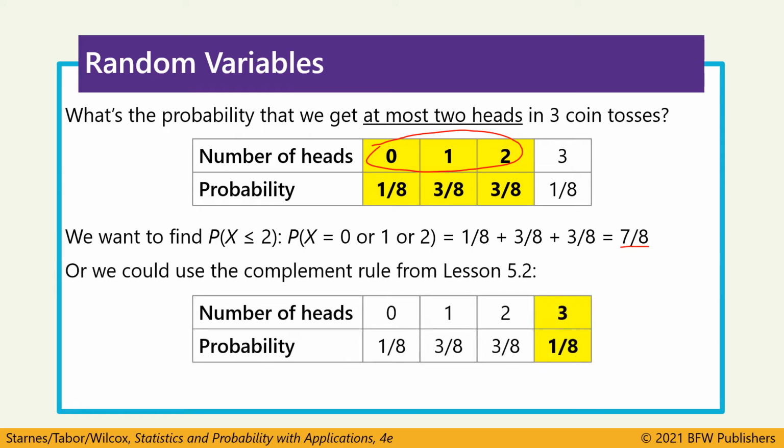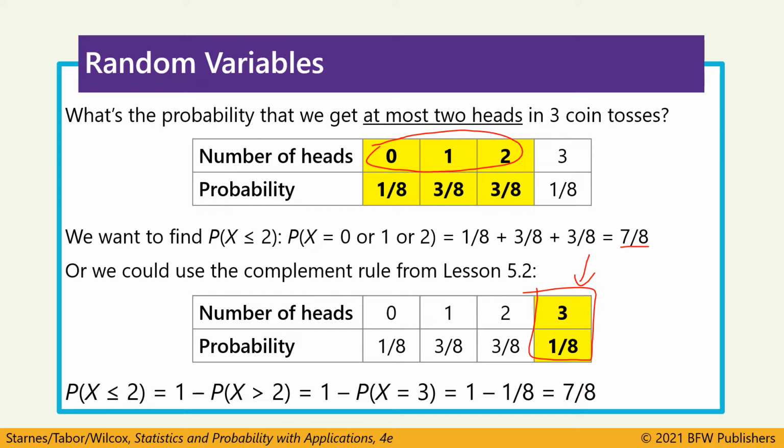Similarly, we could use the complement rule, which is subtracting the events that are outside what we're looking for. So rather than dealing with the 3 events that are part of at most 2, we could find the 1 situation that's not included in that and subtract it from 1 to get what we're looking for.